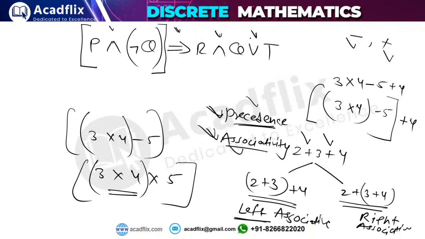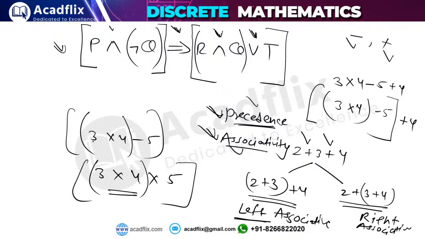Similarly, we have this disjunction. Three things we have: implication, conjunction, disjunction. What should we do first? First we should do conjunction, because conjunction has more precedence. Then the remaining things are implication and disjunction. We know that disjunction has more priority, so you do disjunction, and then at the last you do the implication. So this will be the execution order. This is how you will execute these statements.